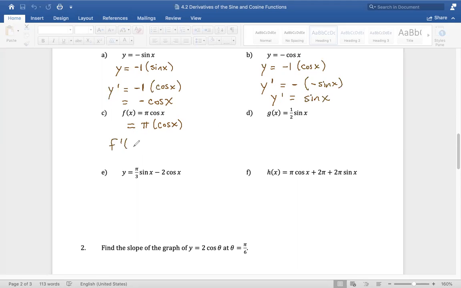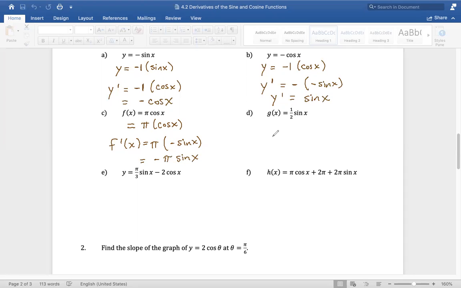Now, when I'm getting the derivative, make sure to put f prime of x. And so I keep the constant the way it is, and I get the derivative of cos. The derivative of cos is negative sine. You hopefully have those memorized by now. So just to clean that up, I would write the negative pi sine x. Okay.